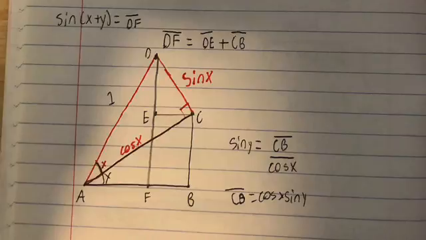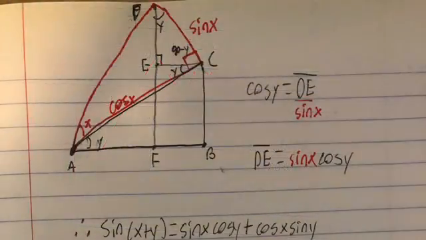We use that same logic for the line segment AC, which is adjacent to the angle x. Taking the cosine of x would be equal to the adjacent side over the hypotenuse, which in this case is AC over 1. So we can write that the line segment AC is equal to cosine of x. With that knowledge, we can move on and find the sine of angle y, the opposite side being line segment CB and the hypotenuse being cosine of x. And that can be rewritten as line segment CB equal to cosine of x times sine of y.